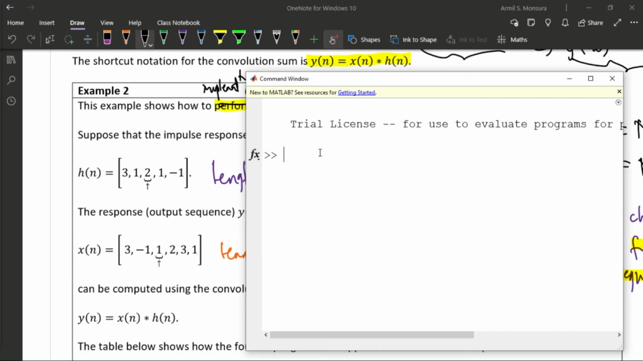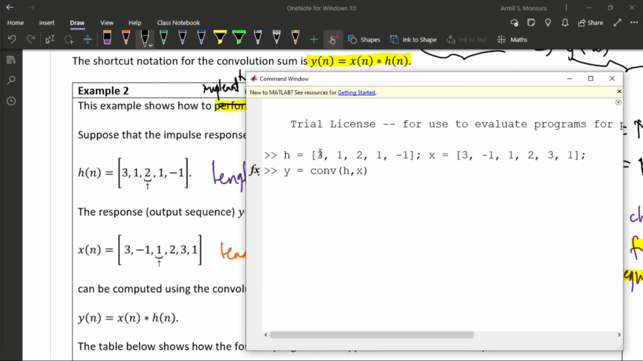Okay. So, you have H to be the row vector 3, 1, 2, 1, -1. Okay, and then yung X natin is 3, -1, 1, 2, 3, and then 1. Okay. Now, pwede ninyo gamitin yung Y equals conv(H, X) to compute the output sequence Y.